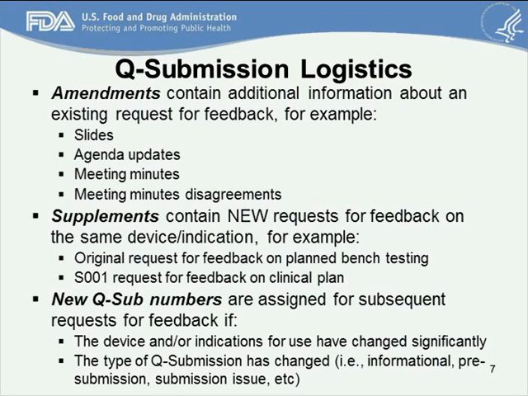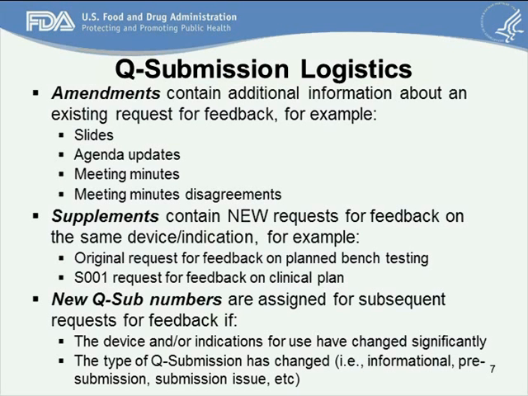Supplements, on the other hand, contain new requests for feedback on the same device and indication for an existing Q-sub. Some examples might be where the original request for feedback was on the planned bench testing for a given device, while Supplement 1 might request feedback on the clinical investigational plan.